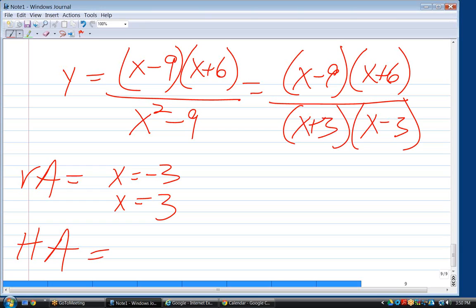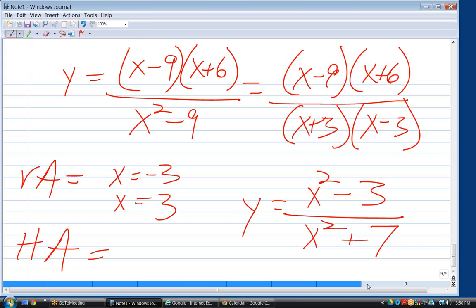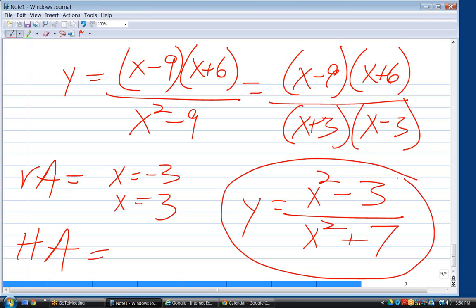It's 1. It's 1, and the reason is that you can have 3 situations for horizontal asymptotes. One situation is where the exponents, the highest degree exponents, are the same, like this one. If I had this situation, then the horizontal asymptote is the ratio of the coefficients of that highest variable. So it's 1, and that's what I'm looking at in our problem.